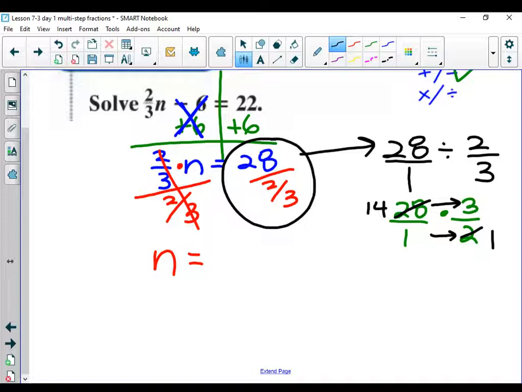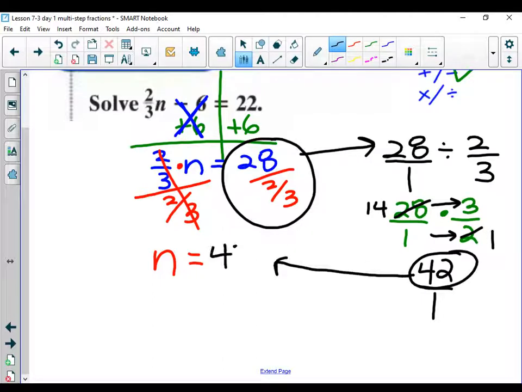What'd we get? Maddie? I got 42 over 1. Why is that one under there anyway? That just means that it's full. There's 42 rows. Right, that just means it's a whole number. So our mystery number n is 42.